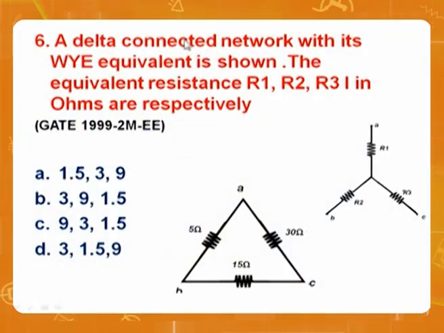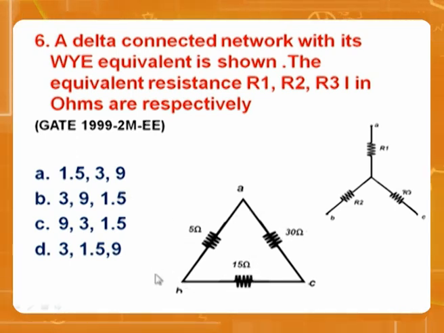You may think that such a small thing would not be asked in the exam, but they have already been asked. So, a sixth problem. A delta connected network with its Y equivalent is shown. The equivalent resistances R1, R2, R3 in ohms are respectively given. Ohms is already mentioned, so you don't need to mention the ohms in the answer. What is given is delta, and what he wanted is T. Now you just put this T under this, you will understand.